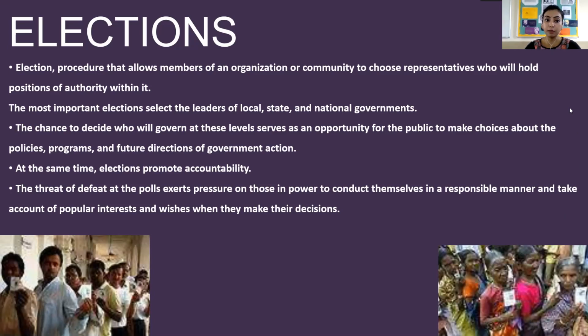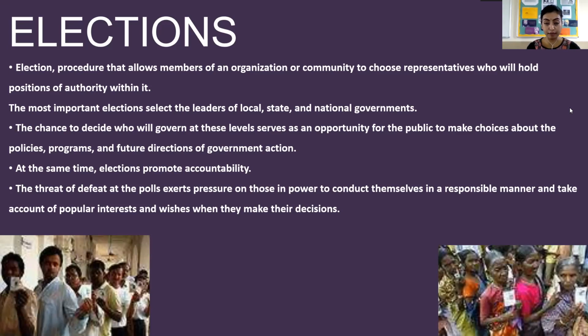All right. And the most important elections select the leaders of the state, of the country, and also of the national government. So we all know that state elections are held, or national or central elections are held, right? We vote for the prime minister, Lok Sabha elections, right? So these elections are held for choosing the state leader, or sometimes the local leaders. You hear about panchayat elections, all right? So elections are held locally, and also for leaders of the national government.